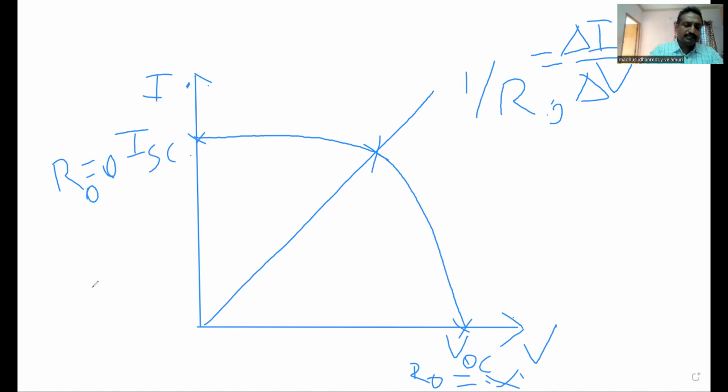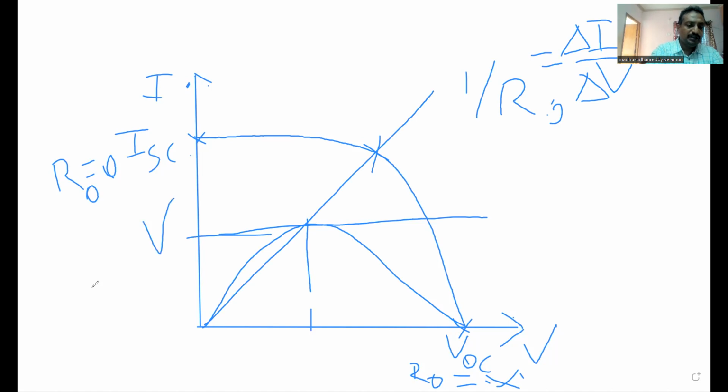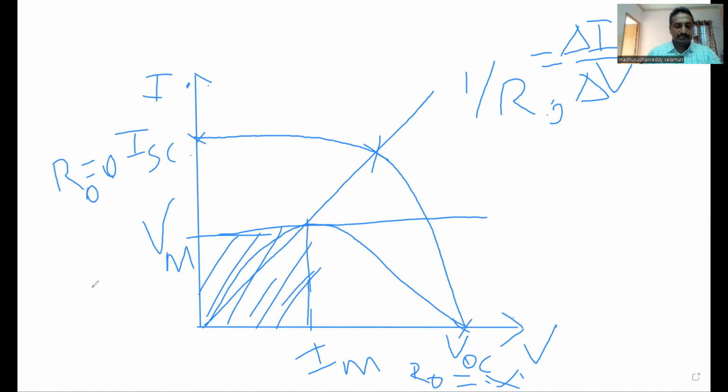So this is the middle. It's the worst characteristics of this. Then what happens here? For example, it is a power curve. See here. So this is about VM, and this is about IM. And this is the area for this, this is the area for this, and this is the area for this.